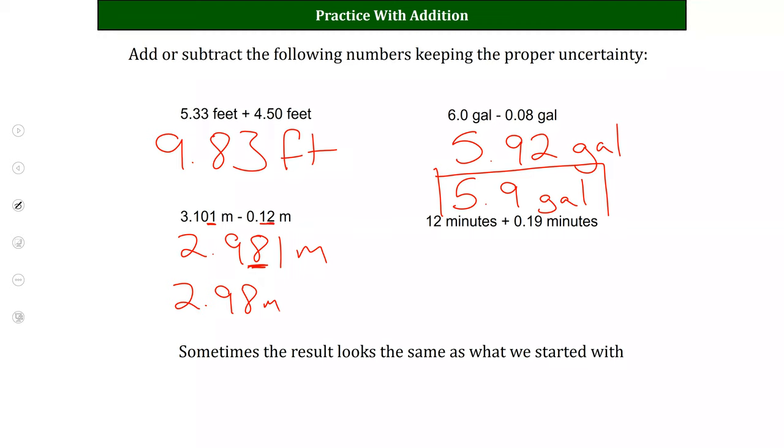12 minutes plus 0.19 minutes. Calculator answer is going to be 12.19, right? Minutes. Plus or minus a minute on the 12, and we're plus or minus 0.01 minutes. So our answer could be off by an entire minute still, right? So not even 12.2, it's just 12. We have to round to the nearest one, because that's where our uncertainty is.